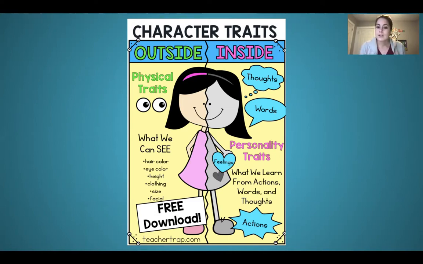Characters are what we learn from actions, words, and thoughts. That's how you get to know someone, okay? Not by just looking at them. That is not how you get to know someone. And on Monday, we learned about a real person, right? A real character in the story was Ruby Bridges.